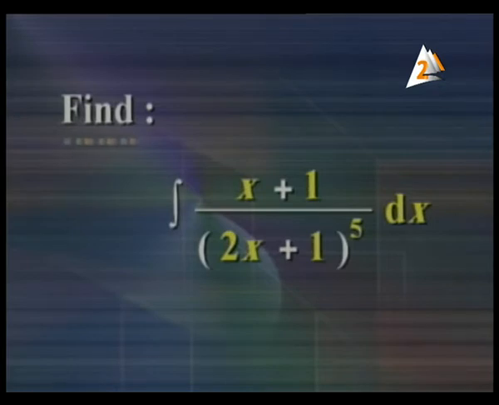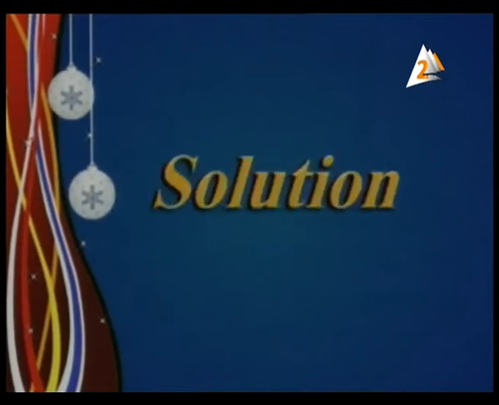dx. Dear student, look at the solution. We have a problem. What is the problem? 2x plus 1 to the power 5 in the denominator. We multiply x by 2 and divide by 2. After that, the fraction becomes 1 over 2 multiplied by the fraction, the first 2x plus 1 inside the bracket plus 1 over 2x plus 1 to the power 5 dx.